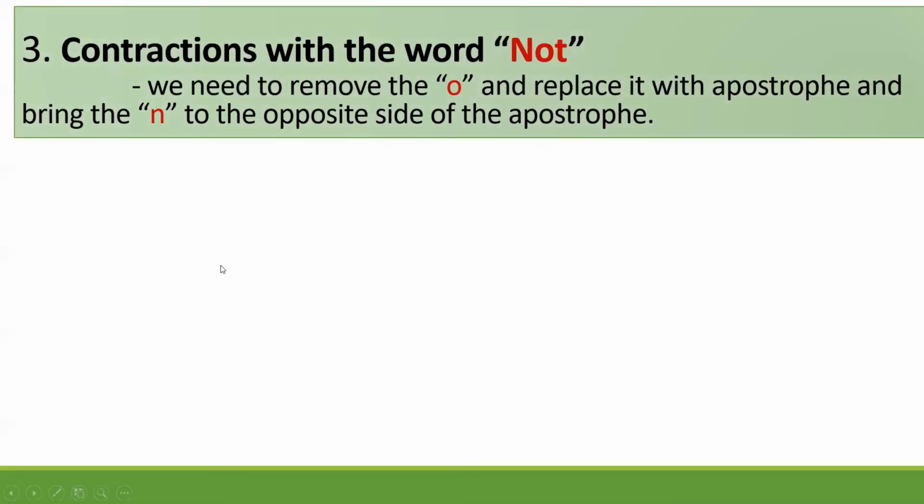Contractions with the word not. In this type of contraction, we just need to remove the letter O in the word not, and then again replace it with an apostrophe. Then we need to bring the letter N to the opposite side of the apostrophe. Again, we are going to put this together to form one word.